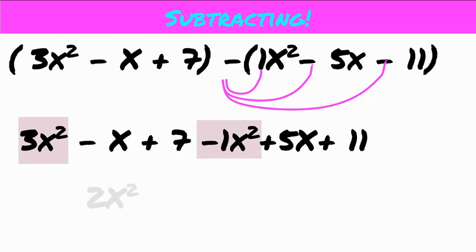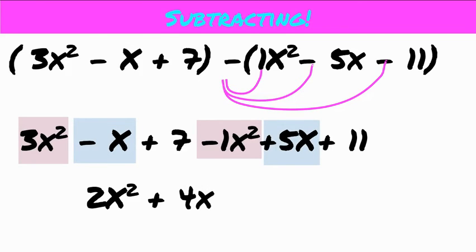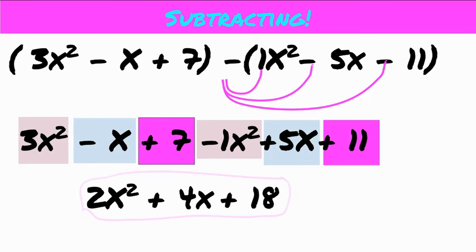3 of those minus 1 of those is 2 of those. Down 1 of those, up 5 of those. Again, think temperature, 1 below, and it goes up 5 degrees, it'll be up 4 degrees. And then 7 plus 11 is 18. So with the subtraction, the only difference was we had to distribute that negative in.